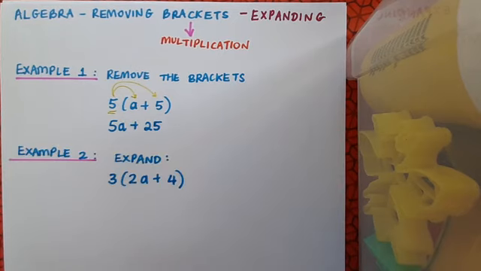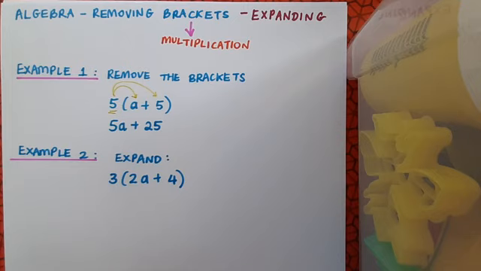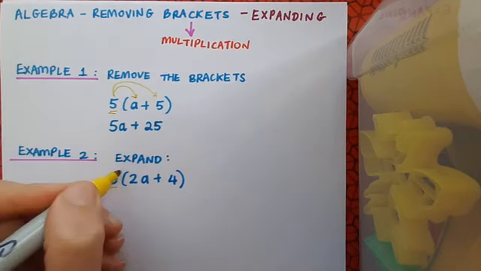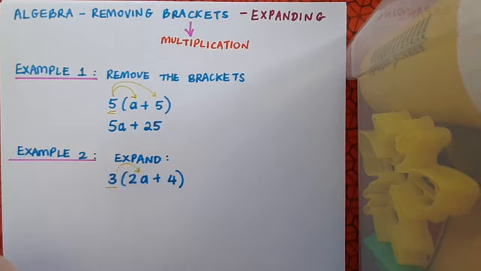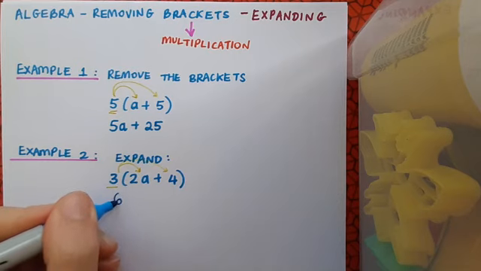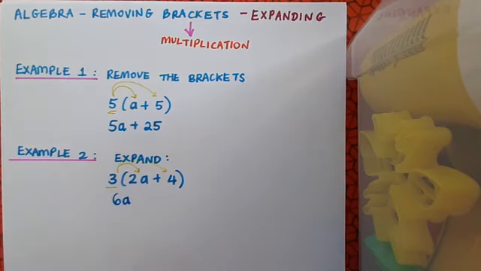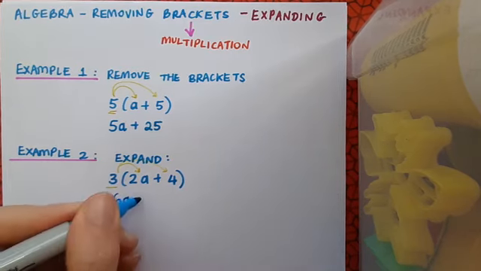Here's example 2. This time the question says, expand 3(2a + 4). So again, the term on the outside, in this case 3, is going to multiply by each term inside the bracket. So 3 is going to multiply by 2a, and it's also going to multiply by 4. When I multiply 3 by 2a, I want to just multiply 3 by the coefficient 2, and that's going to give me 6a. And of course, 3 by plus 4 is plus 12.